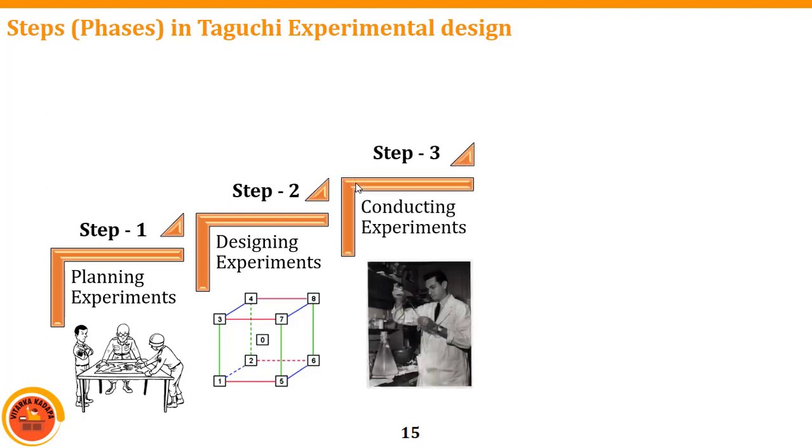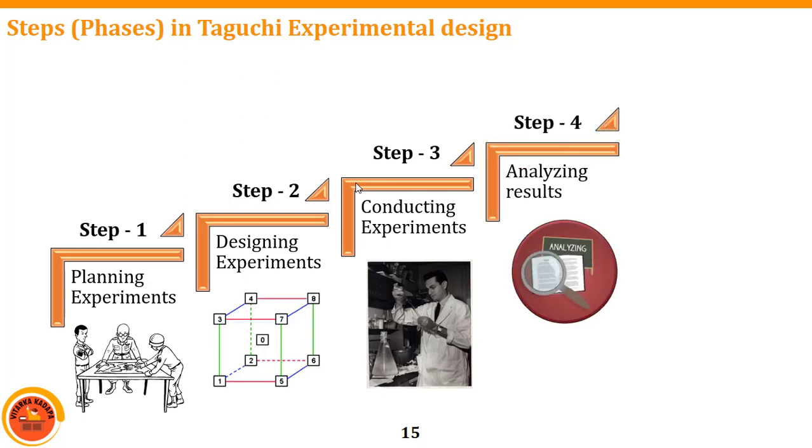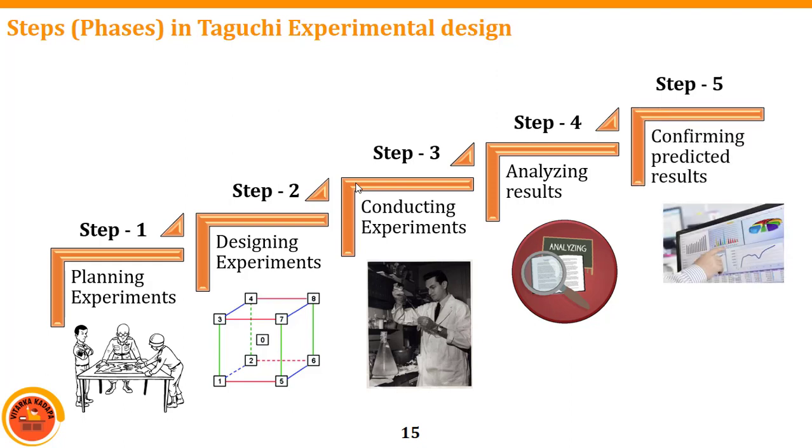The third step is to conduct the experiments. After designing the experiments, we get a layout, and based upon that we conduct the experiments. After conducting the experiments, we go for analyzing the results. How the experiments we have conducted turned out, whether they are satisfying or not. Then at the fifth step, we have to confirm and predict the results. After analyzing, we get some outputs, and based upon the output we get some confirmation. If we have predicted something, whether the prediction is correct or not, we have to go for confirmation.